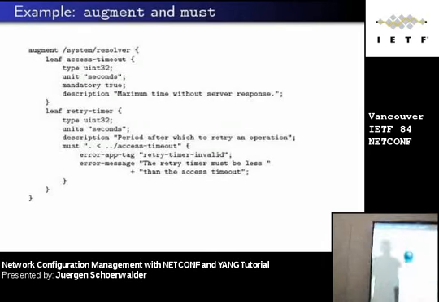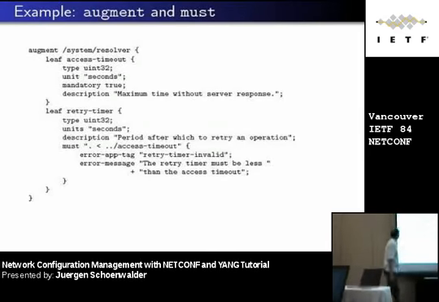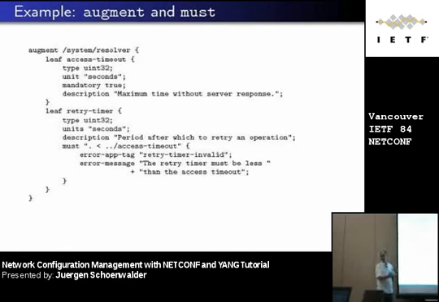Here's an example for augment and must. So I'm augmenting my system resolver config with additional features. I want to have an access timeout measured in seconds, so I'm using 30-bit unsigned numbers measured in seconds. I say this is mandatory, the maximum time without server response. If that happens, then I want to do something on timeout. Here's a retry timer, again specified in seconds, the period after which to retry the operation. Apparently I said retry before timing out. So retrying after timing out is easy.